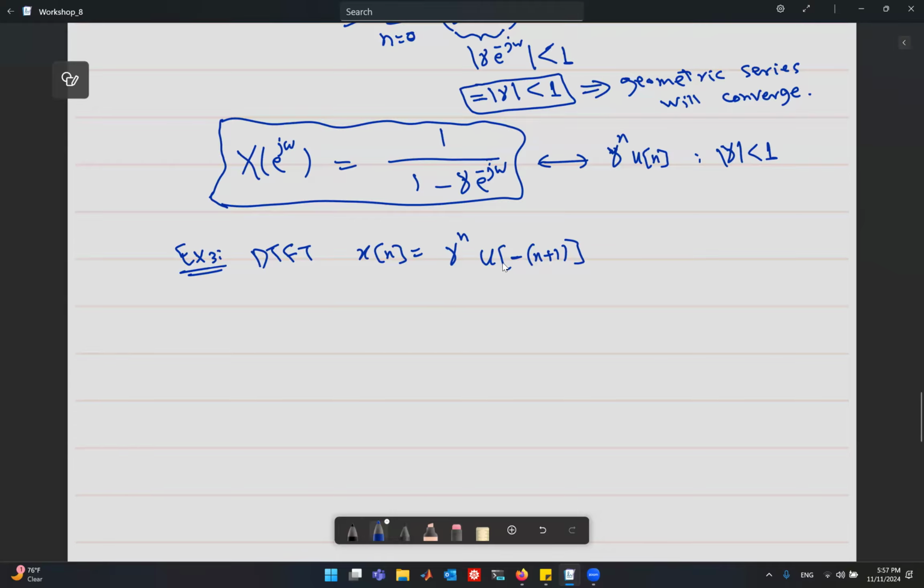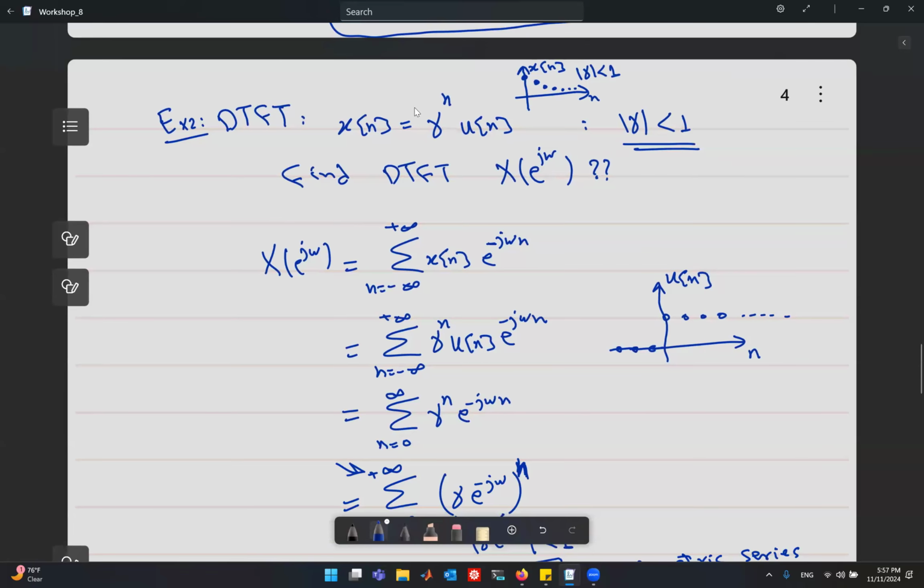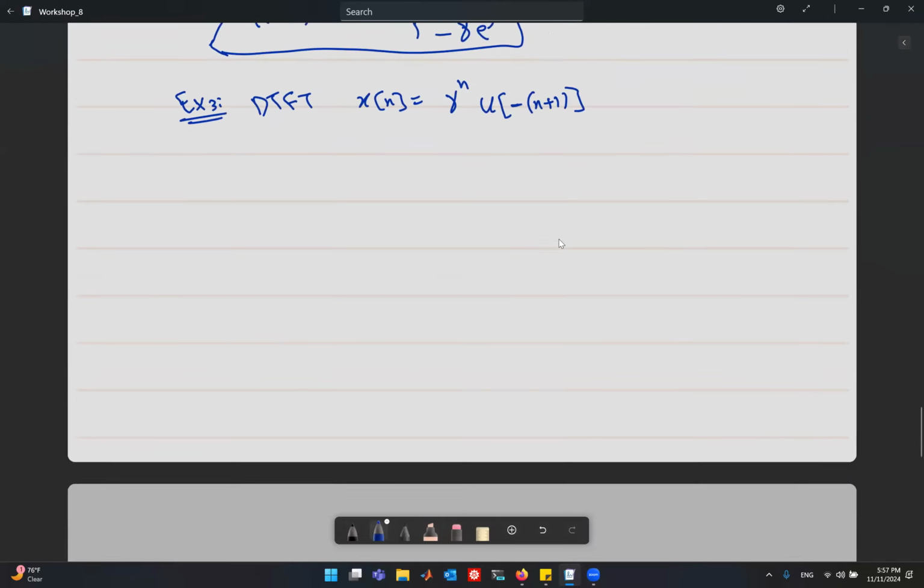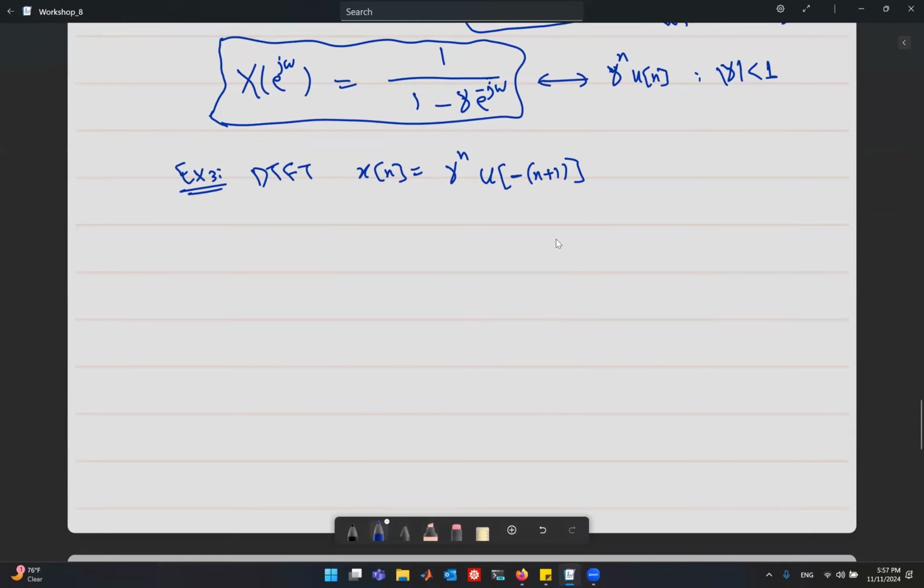And this is not causal because the signal has values when n is negative. Whereas in this case, this signal is causal because it's only defined when n is positive. For the non-causal case, let's plot it first.